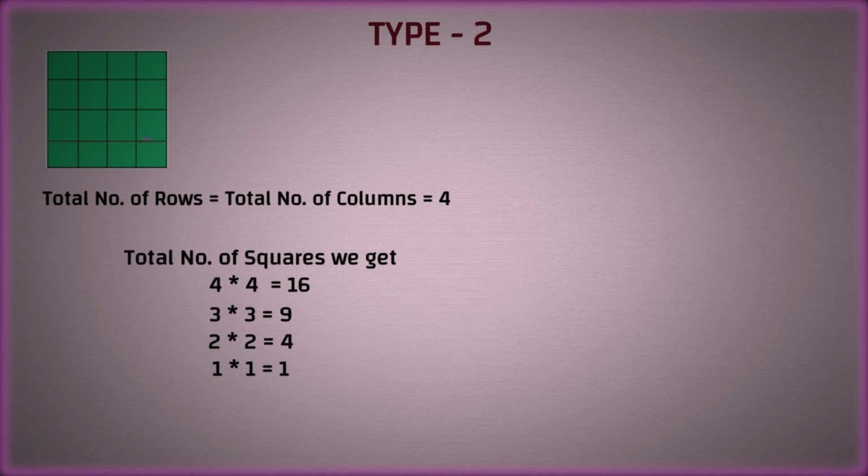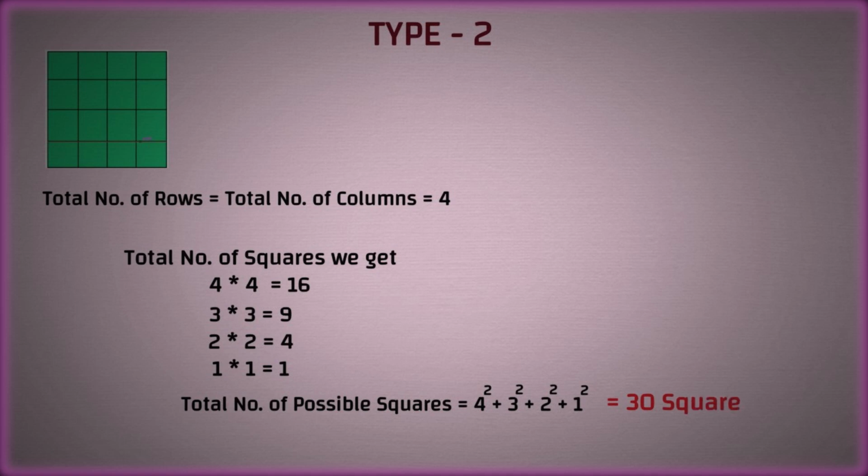Also, here you can notice that we are multiplying same numbers twice because the number of rows and columns are same in this case. So in other way, we can write it as the total number of squares possible in this type of figure equal to 4 square plus 3 square plus 2 square plus 1 square, which gives us 30. Thus, the total number of squares possible in this 4 cross 4 figure is 30.